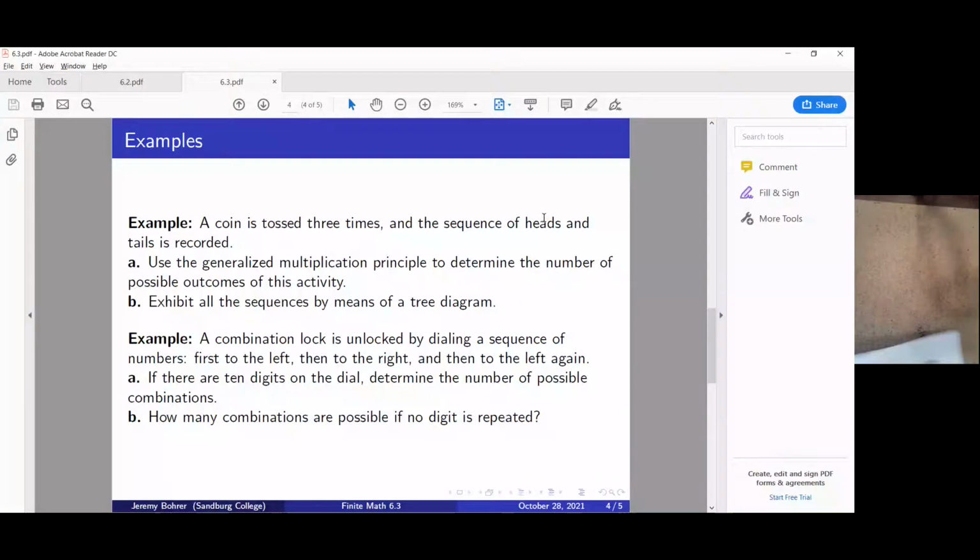a combination lock is unlocked by dialing a sequence of numbers first to the left, then to the right, and then to the left again. If there are 10 numbers on the dial, determine the number of possible combinations. And then it further asks us how many combinations are possible if no digit is repeated.